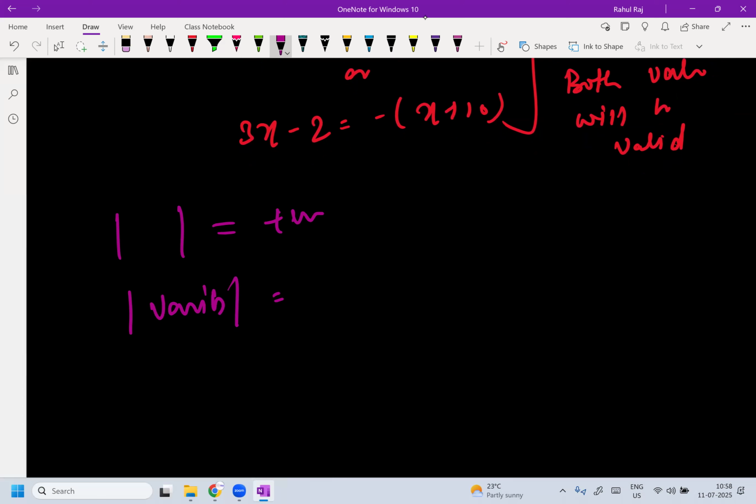So you have to take two cases. When a variable is positive, that particular variable is greater than or equal to 0. A variable is negative if that particular variable is less than 0. It's a simple, straightforward logic, Shweta. There should be no ambiguity at all.